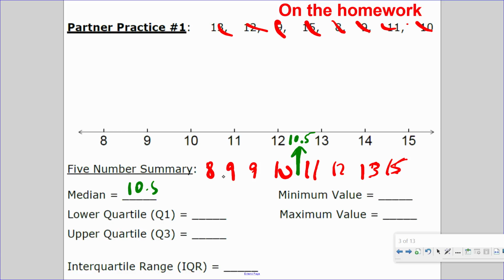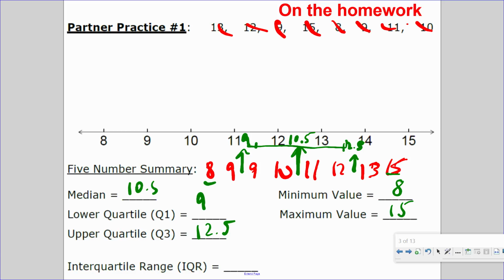So here are the 4 numbers. What would be the median of the lower half? 9. What is the median of the upper half? 12.5. What is the minimum? 8. What is the maximum? 15. How far is it from 9 to 12.5? What's the distance from 9 to 12.5?